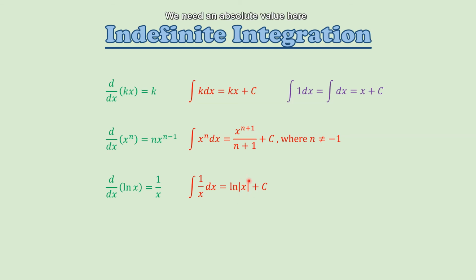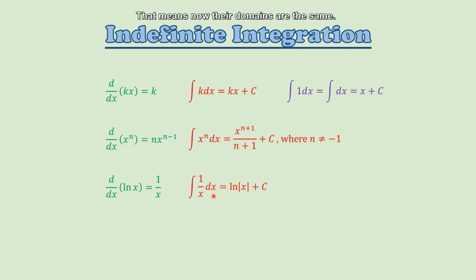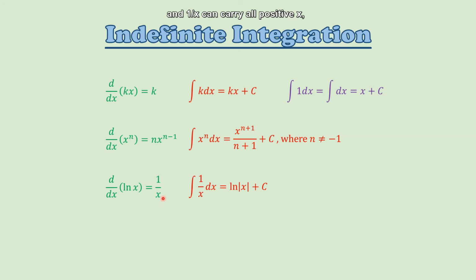We need an absolute value here because the domain of 1 over x is all non-zero x, while the domain of log x is all positive x. After putting an absolute value here, we have extended the domain of log x from all positive x to all non-zero x. That means now their domains are the same. There is no need to bother the absolute value in the case of differentiation because the domain of the differentiation is all positive x, and 1 over x can carry all positive x, so that's not a problem.